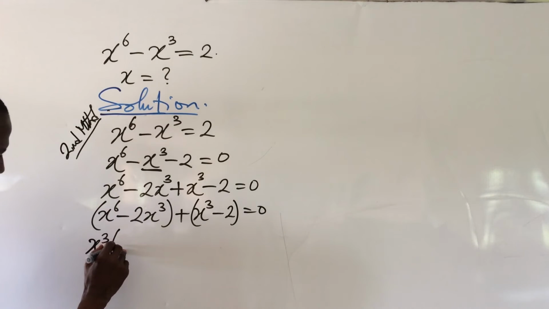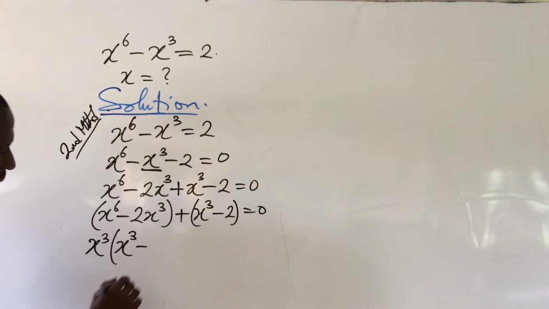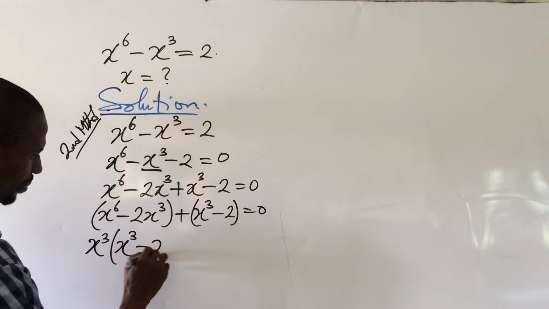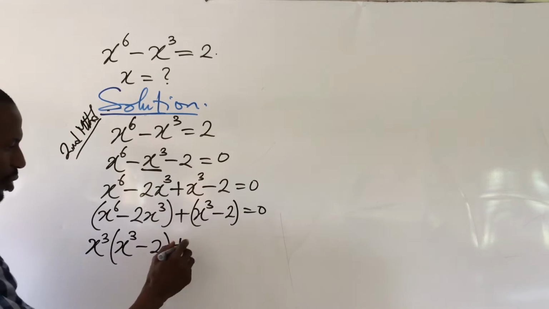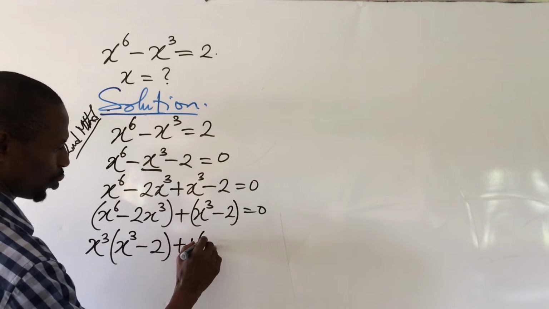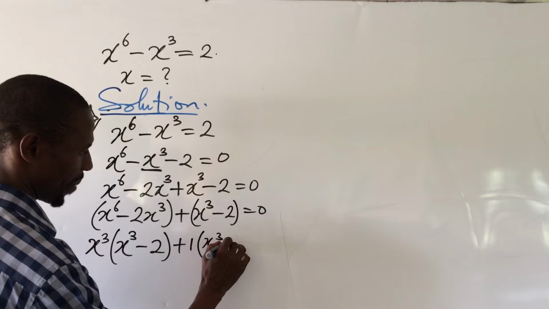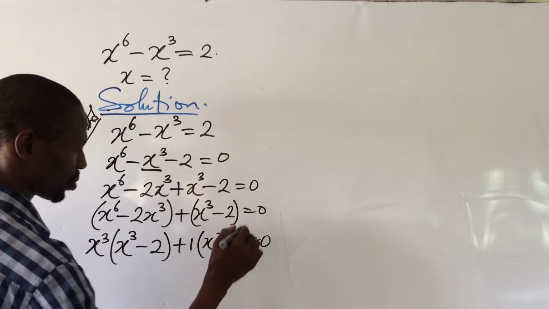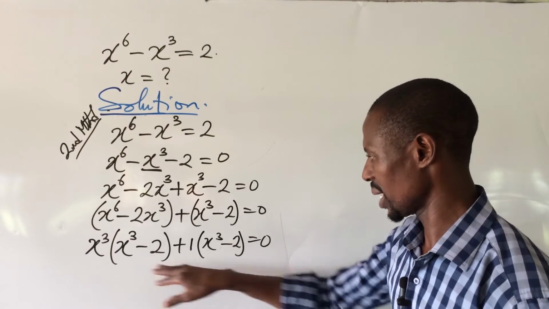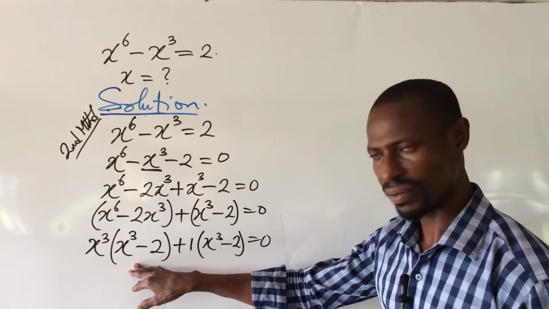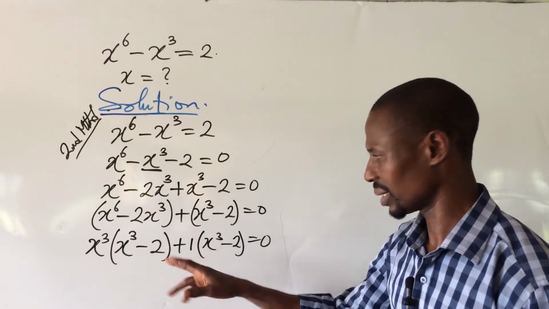Here we're going to be left with x to the power of 3, then minus 2 close bracket, plus here just 1. So we have 1 into x to the power of 3 minus 2 close bracket equal to 0. Okay. If you now look at this, the terms in the bracket are the same. So we can take one of them and take these and these that are outside.